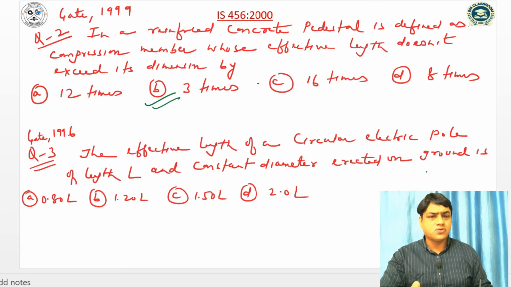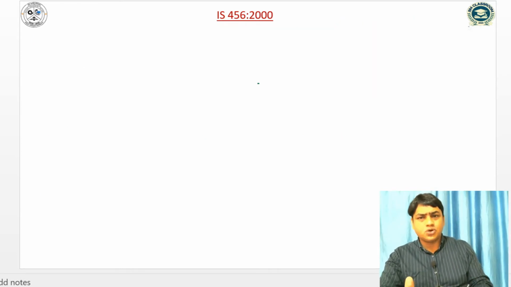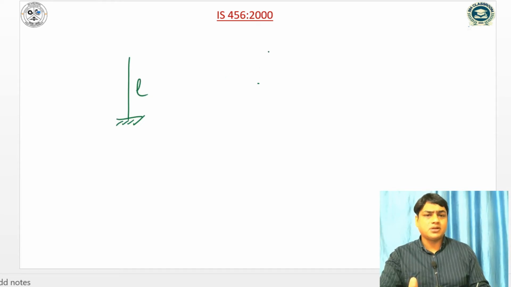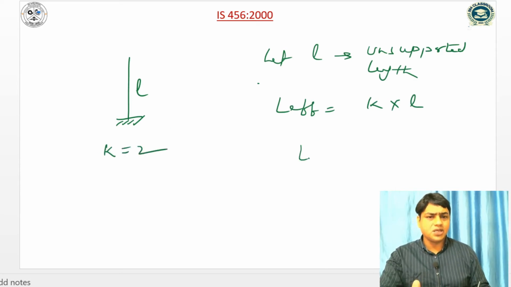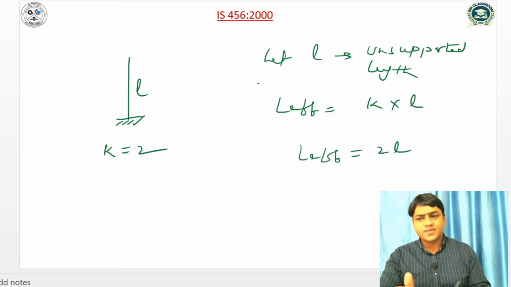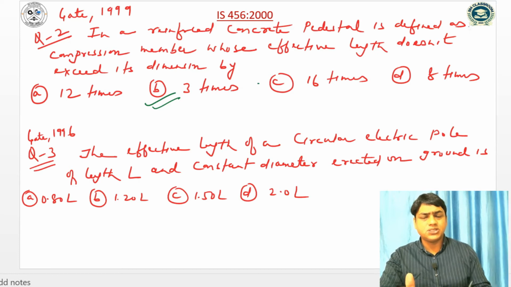Similarly, the effective length of a circular electric pole of length L and constant diameter erected on the ground is... So as I told you, an electric pole means one end is fixed and the other end is free. So in that case, let us assume L is the unsupported length. So effective length, we know that L effective is equal to K into unsupported length, where K is the end condition. So here the value of K will be 2. So in that case, effective length is equal to 2 times the unsupported length. So D option is correct.